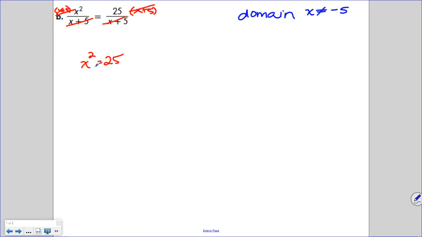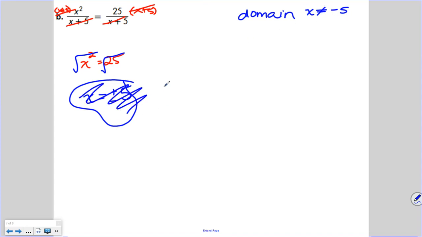So simple. Take the square root of both sides. Remember, I'm solving for what x could be. The square root of 25 is 5. So x could be positive 5 or negative 5, because 5 times 5 is 25, and negative 5 squared is also 25. So I've got two solutions, don't I? No, I don't. x can't be negative 5 because we excluded it from the domain.